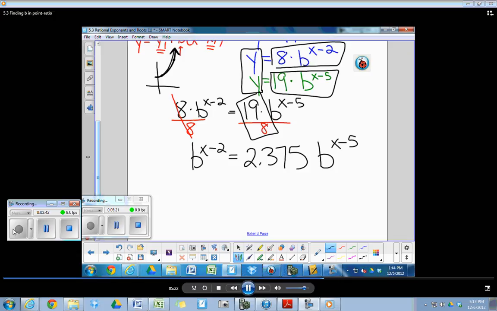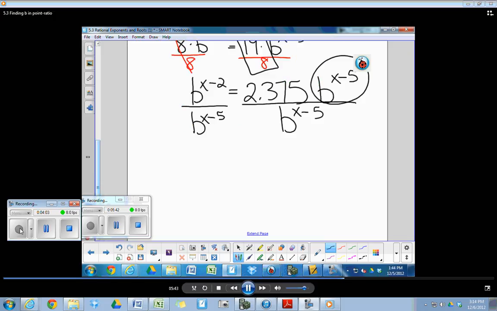Now the next step is really what's unique about this type of problem. You're going to divide both sides by b to the x minus 5 in order to get the b to the exponent, those two pieces, grouped together on one side of the equation. Watch how this plays out. On the right side, the b to the x minus 5s will completely cancel out, leaving us with 2.375.